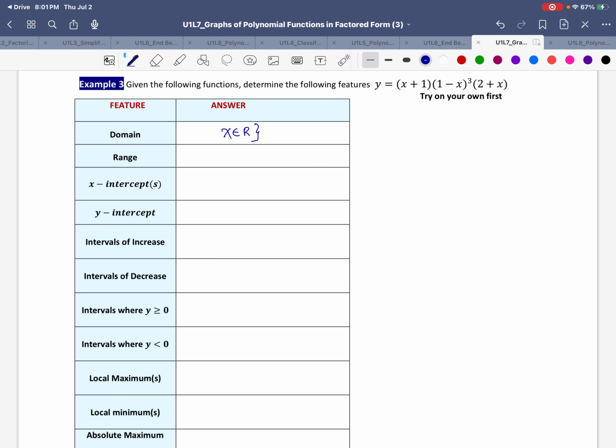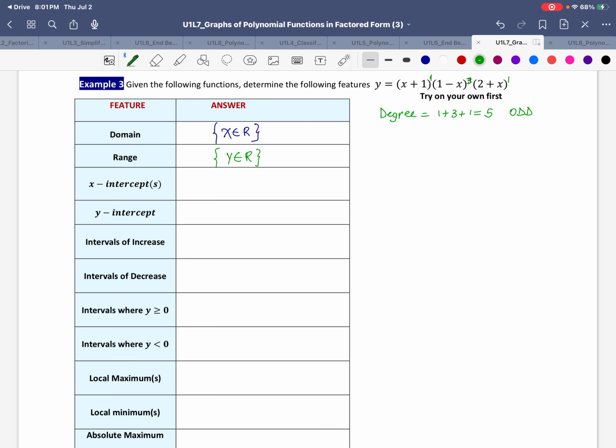Now, next, let's determine the range. For the range, we'll examine the powers of each factor, and we see that we have powers 1, 3, and 1, and that will give us information about the degree of the function, which is 1 plus 3 plus 1, or 5. So this is an odd degree polynomial function, which tells us that the range will be the set of all real numbers as well.